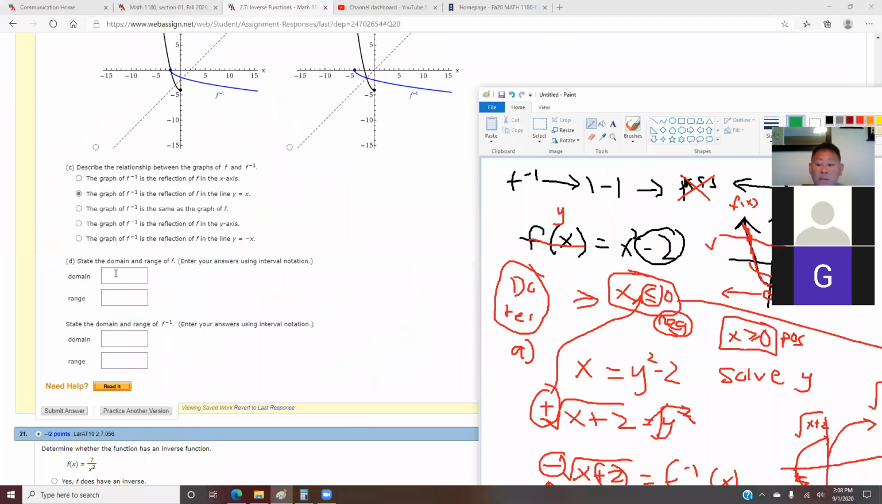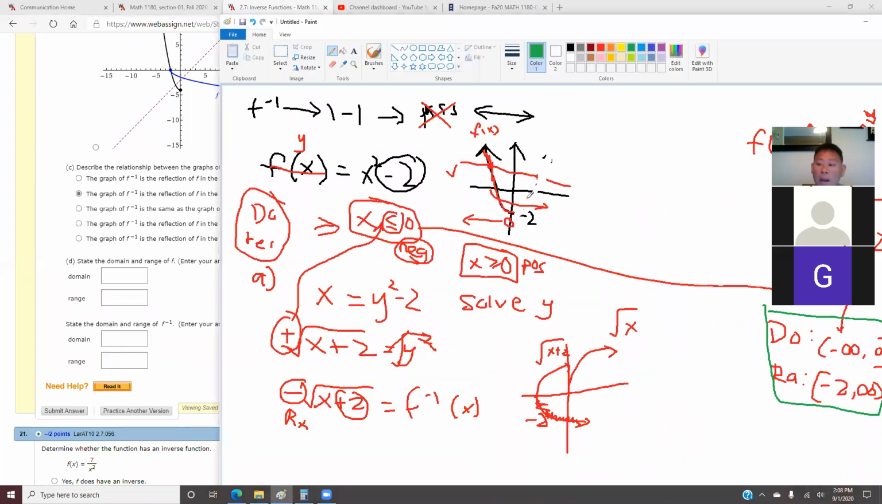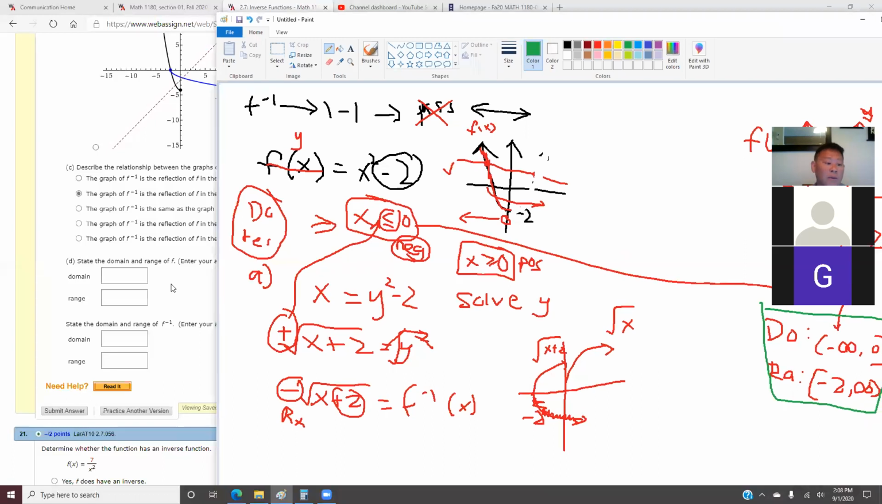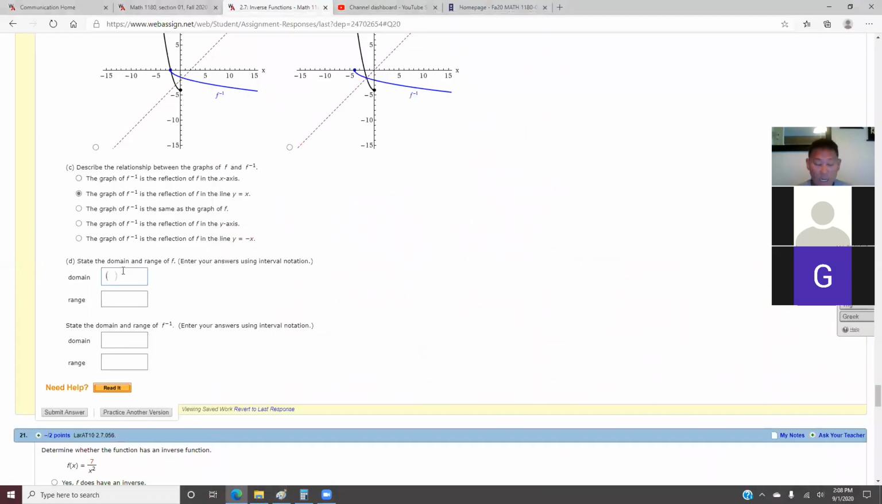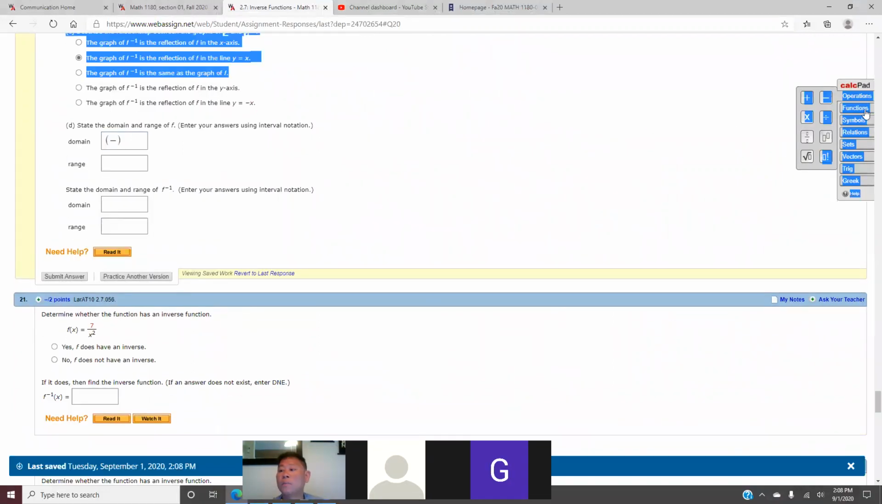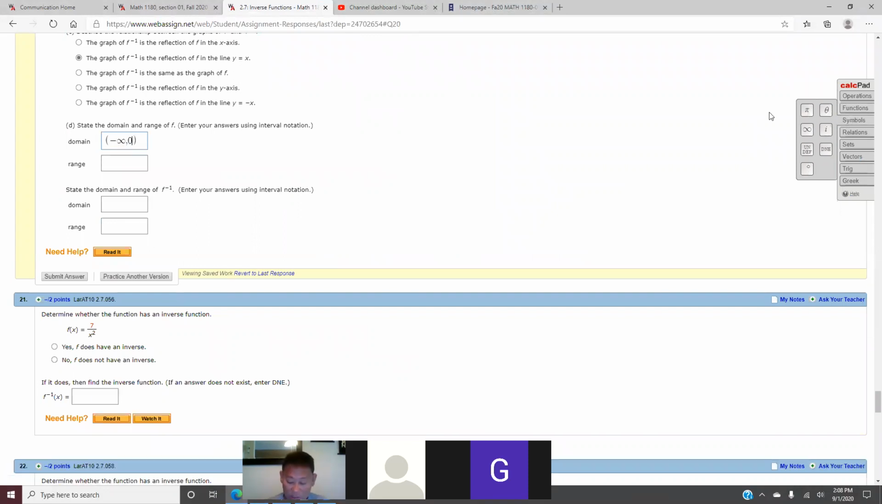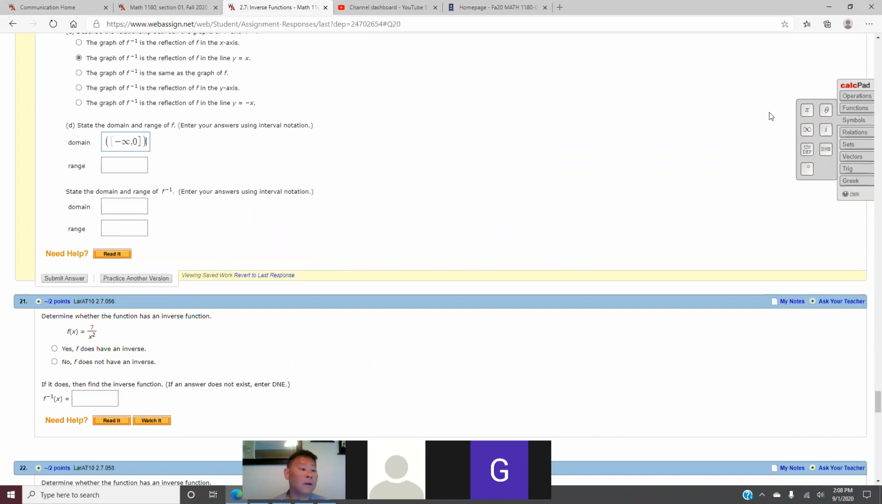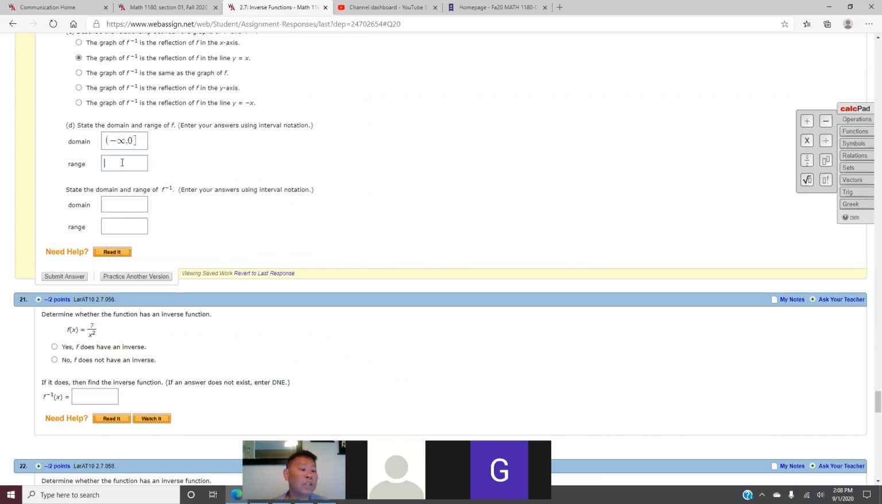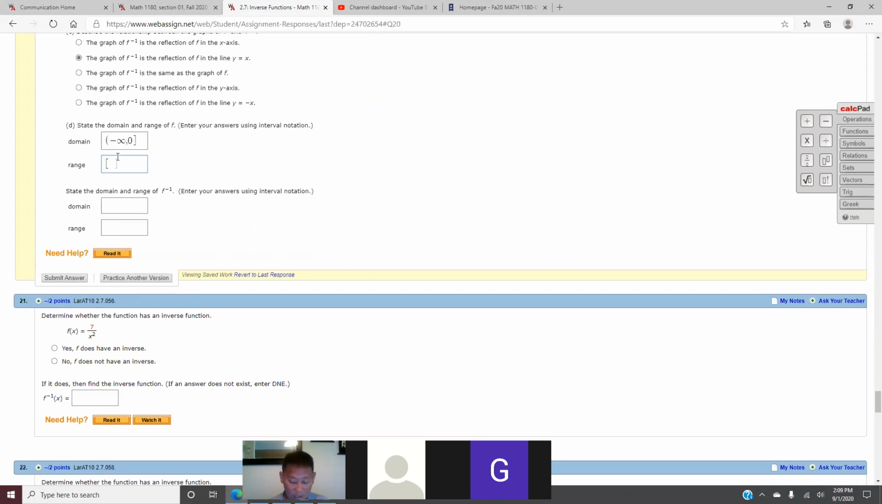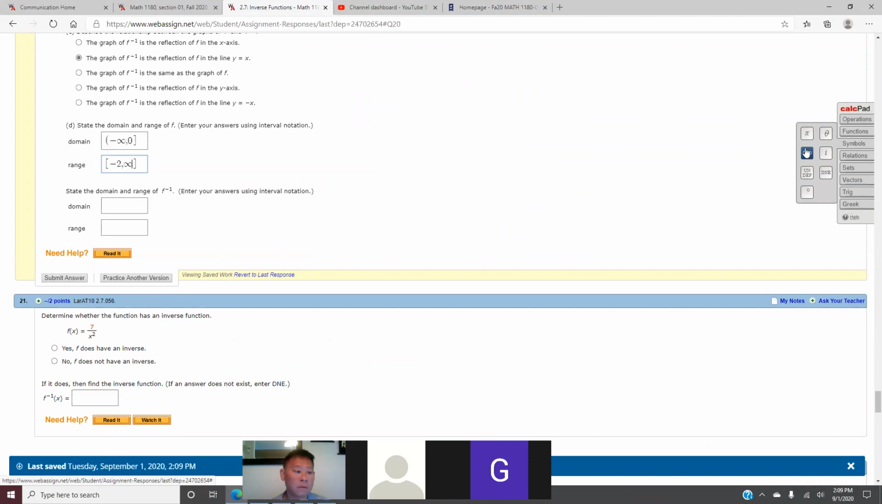So this is how you do this. The domain for this is going to be negative infinity to 0. Make sure the 0 is a bracket, and then the range in this case is bracket negative 2 to infinity, and make sure that infinity is a parenthesis.